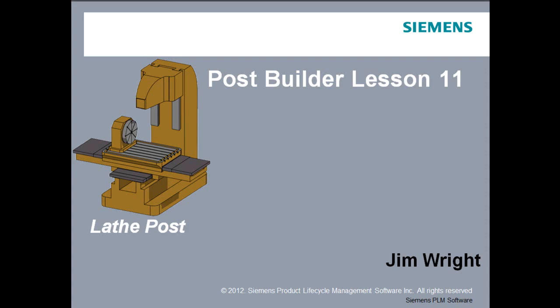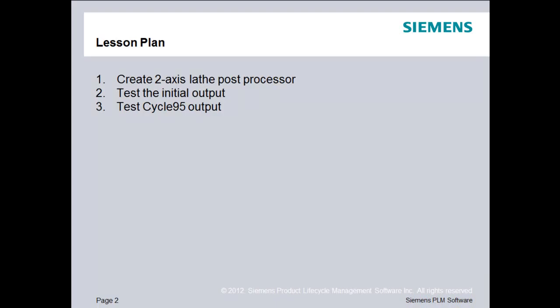Hi, this is Jim Wright, and in this lesson we'll create a lathe postprocessor. Our lesson plan is to create a 2-axis lathe postprocessor. We will then test the initial output, and then finally we will switch the rough turn OD operation for cycle 95 output, and we will test that also.